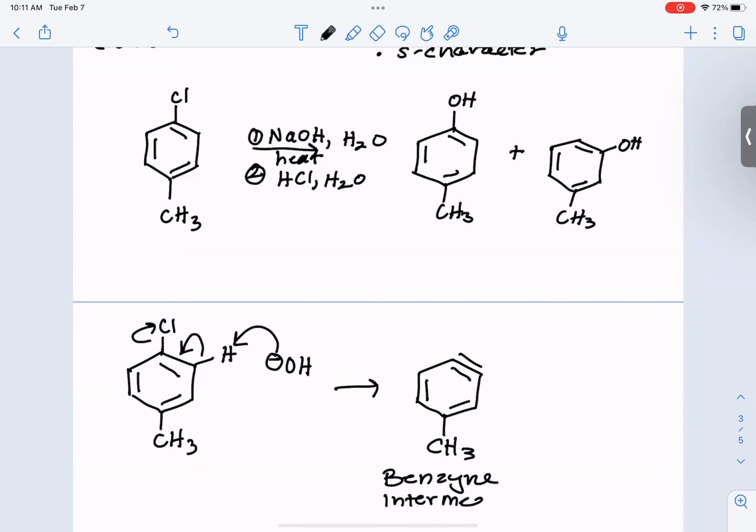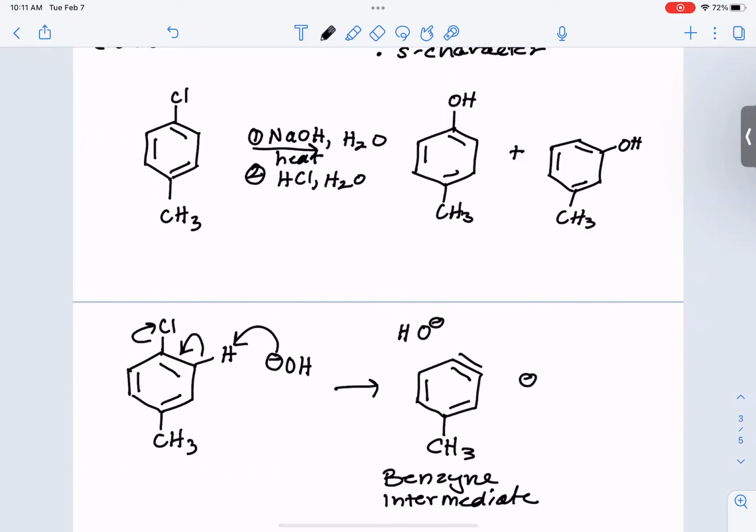Dr. Sapper, do you only get the benzyne intermediate with this type of reaction? Yes. So this is where you're going to have to look at the rings and what's on the rings. The key here is no electron withdrawing group. If you don't have an electron withdrawing group on that ring, it has to go by this elimination addition. If you have an electron withdrawing group on the ring, then it can go by addition elimination.